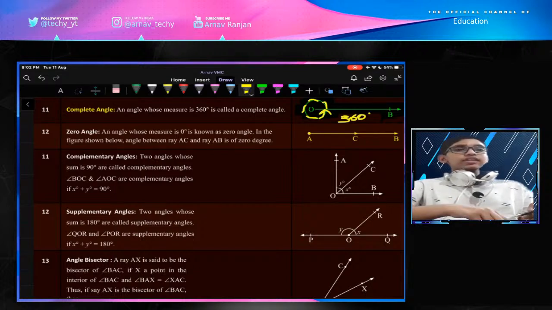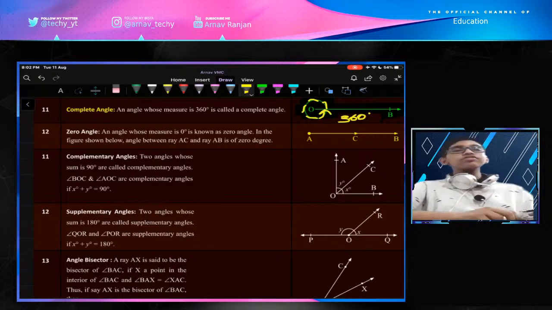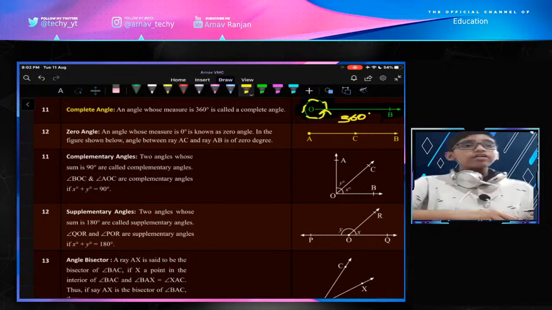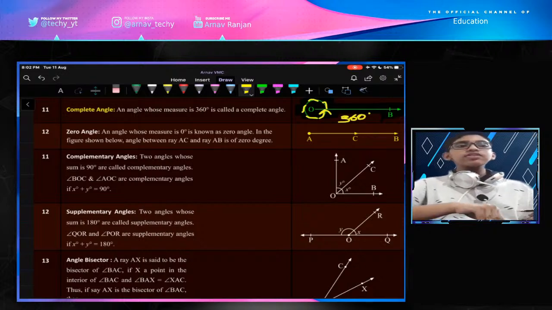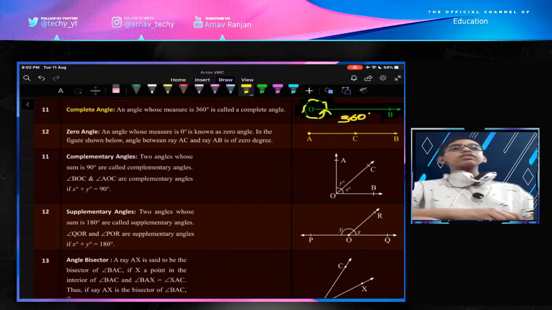Hope my screen is clear. Please tell me in the comment section what FPS I should use. I think 60 FPS causes lag, so that's why I am using 30 FPS 720p streaming.